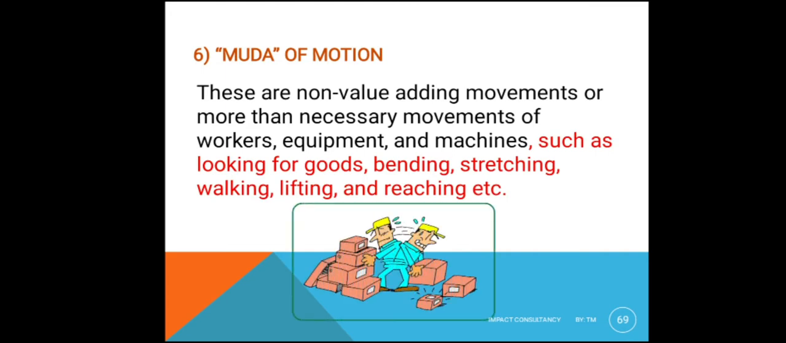The sixth part is Muda of motion. These are non-value adding movements or more than necessary movements of workers, equipment and machines, such as looking for goods, bending, stretching, walking, lifting and reaching, etc. Muda of transportation is not Muda of motion. Muda of motion is within a surrounding, but Muda of transportation is far distance. It may be more than 10 meters. We can define that Muda of transportation is more than 10 meters, but less than 10 meters can be Muda of motion, stretching, bending, and so on, as it is written here.